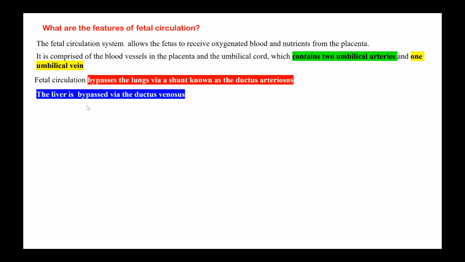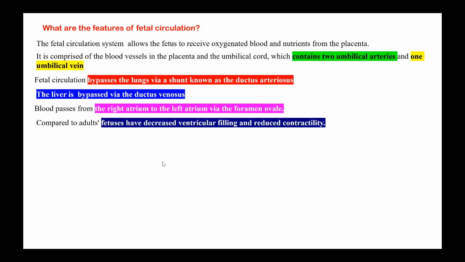So fetal circulation bypasses the lungs via a shunt known as the ductus arteriosus. And the liver is bypassed via the ductus venosus, and the blood passes from the right atrium to the left atrium via the foramen ovale. So these are the three important communications in the fetal circulation which you have to remember.